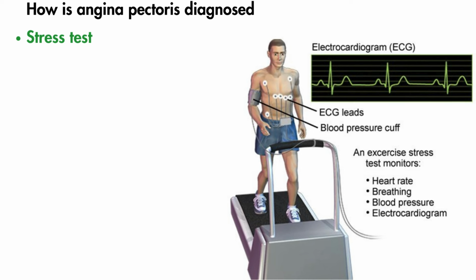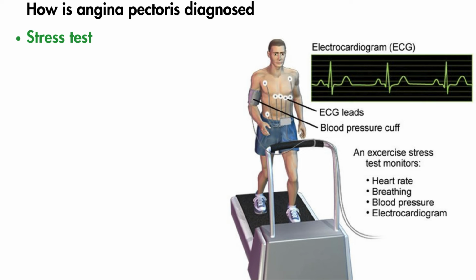Next is stress test. This is done while a person exercises on a treadmill or pedals a stationary bike. The test checks the heart's ability to function when under stress such as exercise. Breathing and blood pressure rates are also watched. A stress test may be used to find coronary artery disease, or it may be done to find safe levels of exercise after a heart attack or heart surgery.